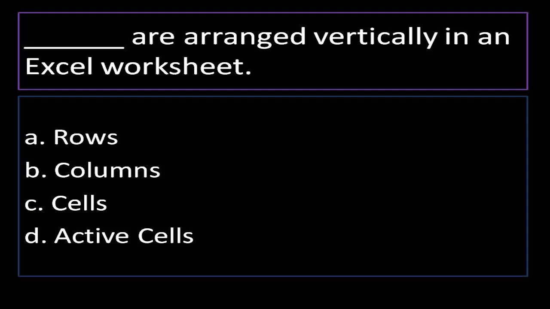Dash are arranged vertically in an Excel worksheet. Option A, rows. Option B, columns. Option C, cells. Option D, active cells. And the right answer is option B, columns.